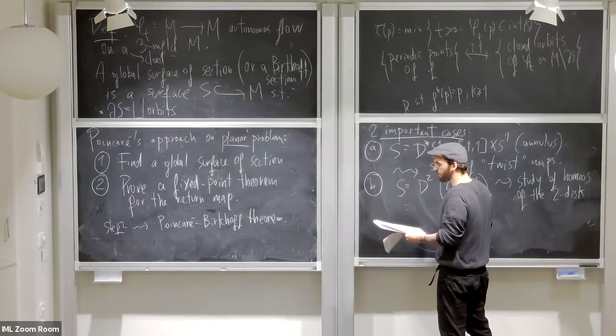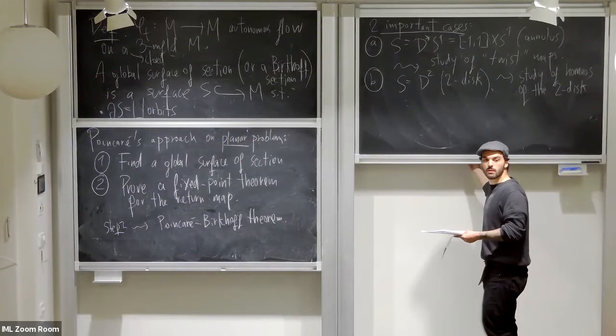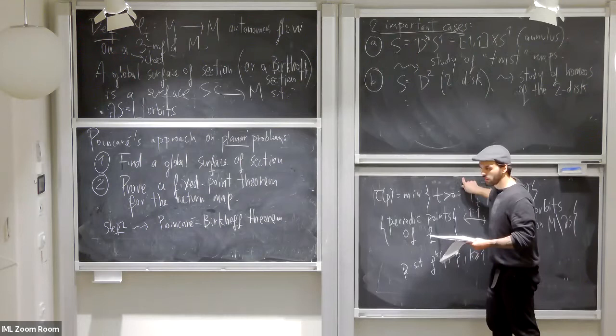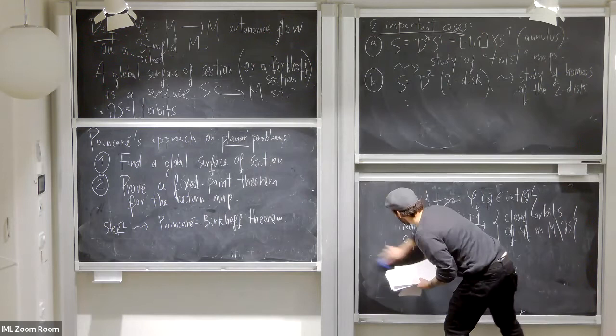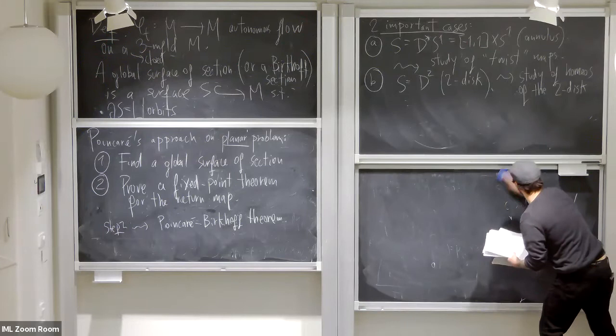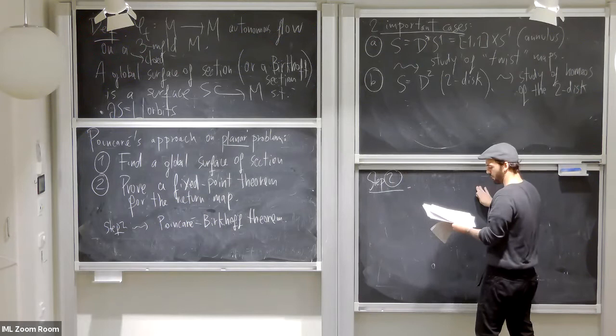So let me explain a bit more about this step two. What are the fixed point theorems that you could possibly want? So I'll mention some classical fixed point theorems that have come out of this whole story. But there are actually many. I'll just mention a few of them. So for step two, classical fixed point theorems.